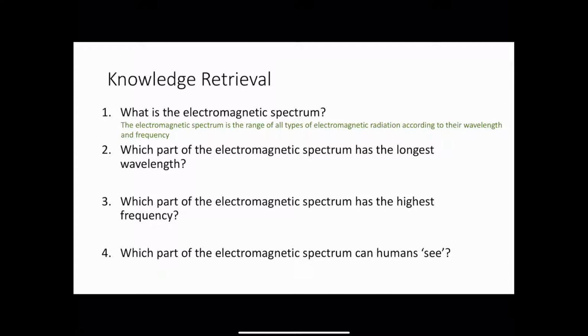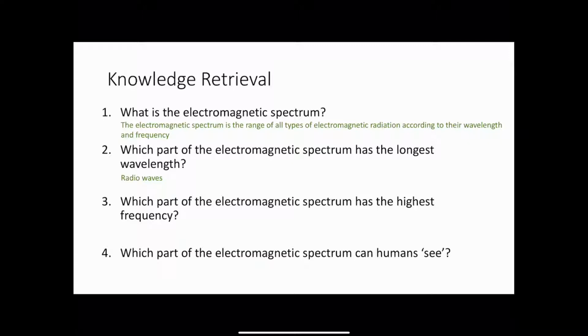Question number 2 has asked you which part of the EM spectrum has the longest wavelength. That's the radio wave portion of the EM spectrum. That's where you've got wavelengths of roughly somewhere between 100 metres and 1 centimetre.